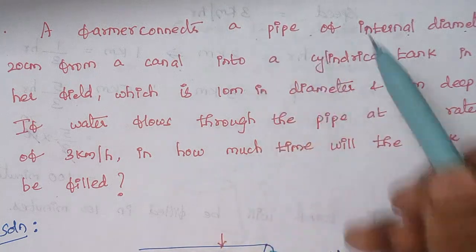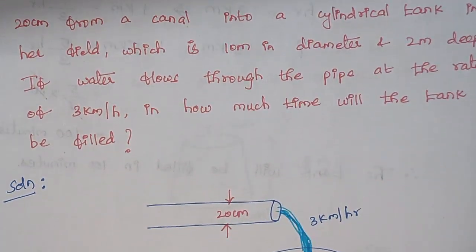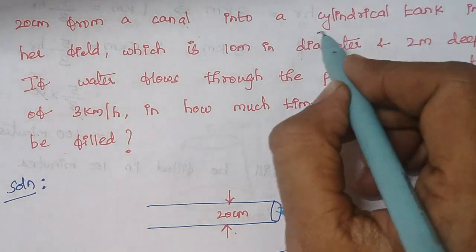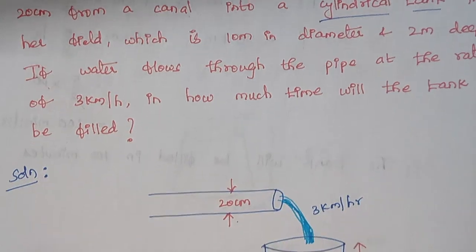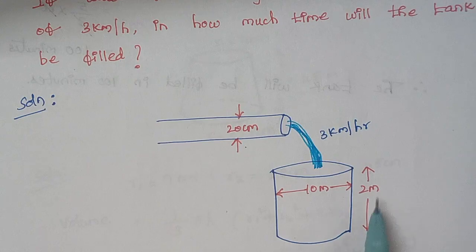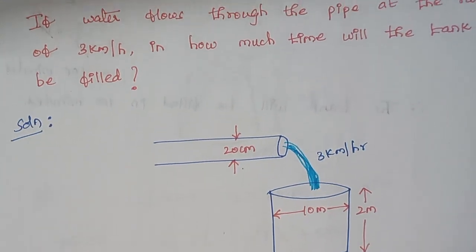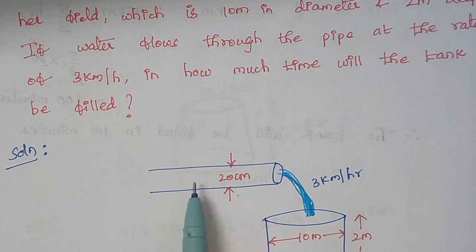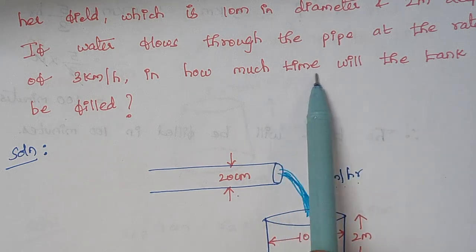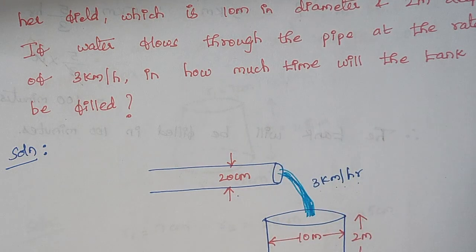So here we have a pipe of internal diameter. Okay, there is a pipe. Let this be your pipe whose internal diameter is 20 centimeter. And this pipe fills a cylindrical tank. You see here a cylindrical tank, whose diameter is 10 meter and whose height is 2 meter. Now, the water which flows through this pipe is given at the rate of 3 km per hour. So, we have to calculate the time at which the tank will be filled.